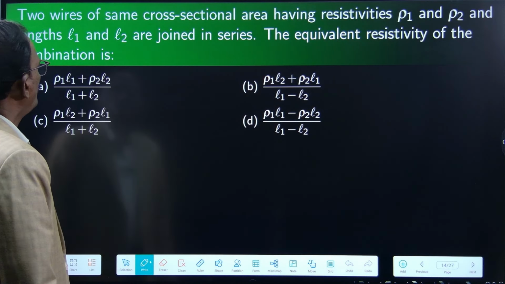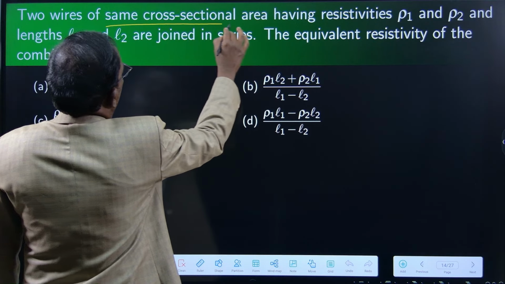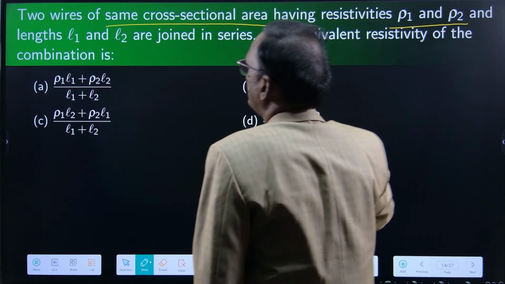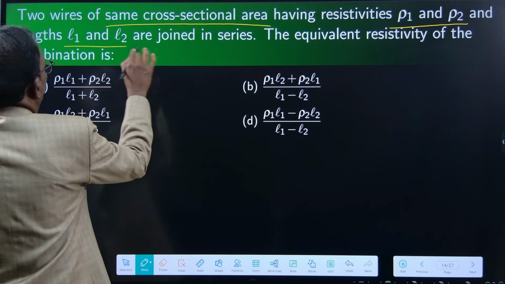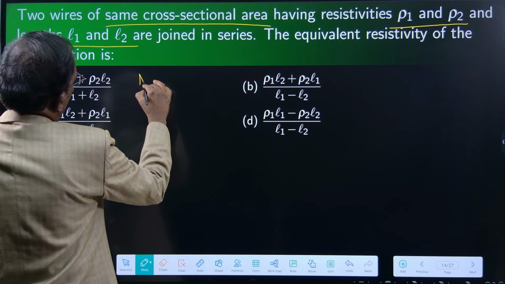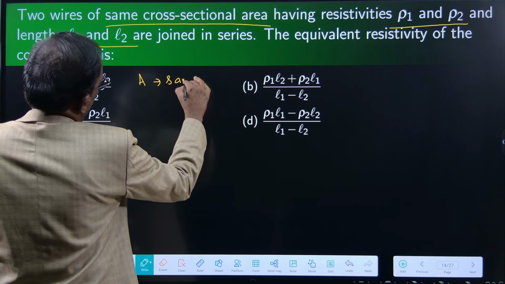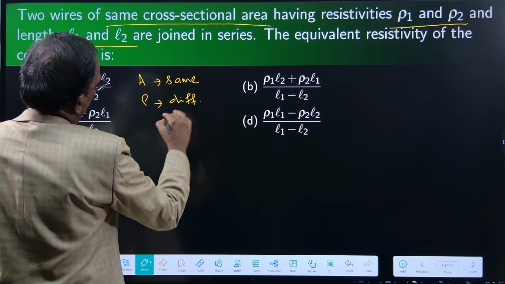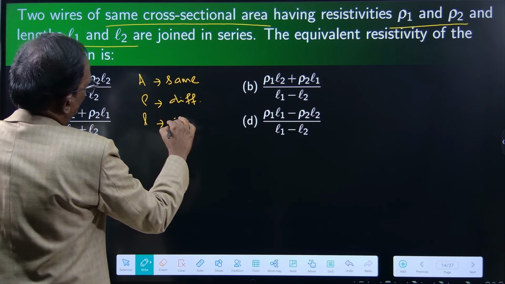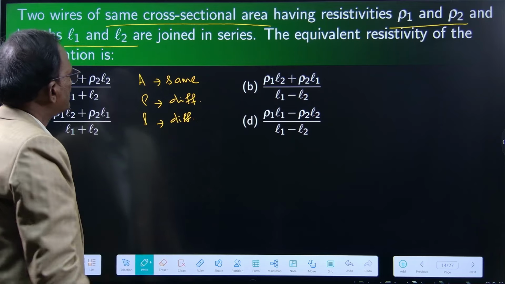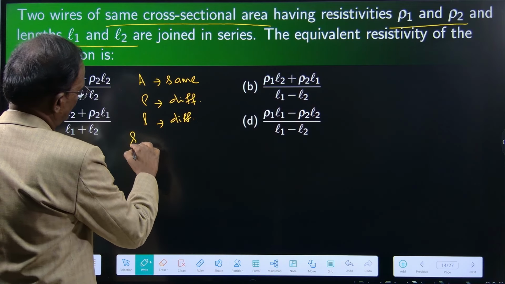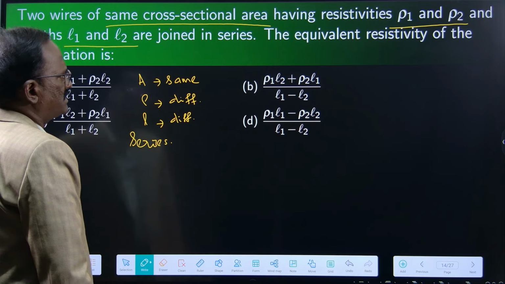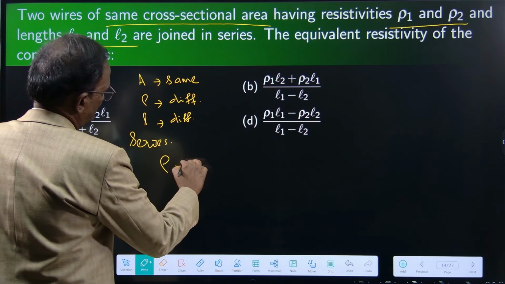Next problem. Two wires of same cross-sectional area having resistivity different. That means material different. Length also different. A same, rho different, length different, are joined in series. The equivalent resistivity of the combination is what?